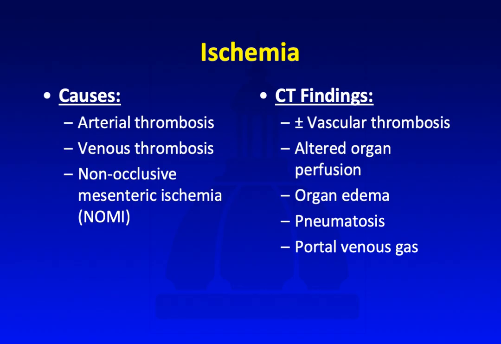When we think about causes of ischemia, it can be due to arterial thrombosis, venous thrombosis, or even if all the vessels are patent, it can be a global low flow state, and that's referred to as non-occlusive mesenteric ischemia. And the CT findings, depending on whether there's a vascular thrombosis, we may or may not see that, but we'll see other signs of ischemia, including altered organ perfusion, organ edema, pneumatosis, and portovenous gas.